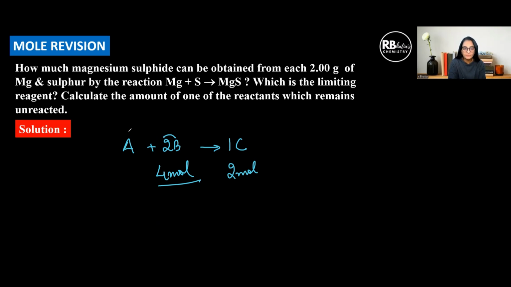Limiting reactant means when both are given, but both are not given in the exact stoichiometric proportions. One is less and another is in excess of what is required. So then we are going to use this concept that we are studying.